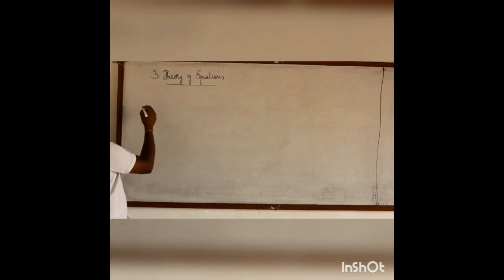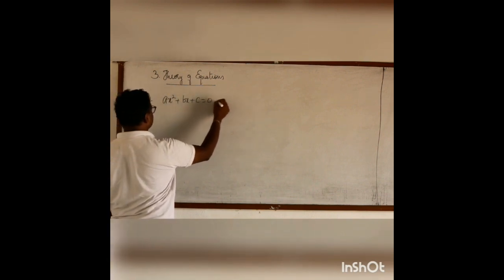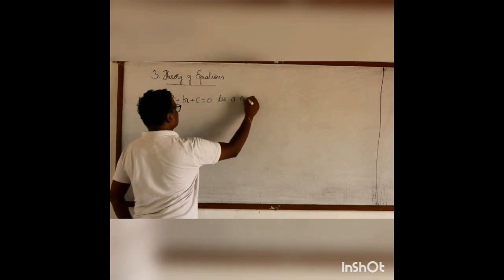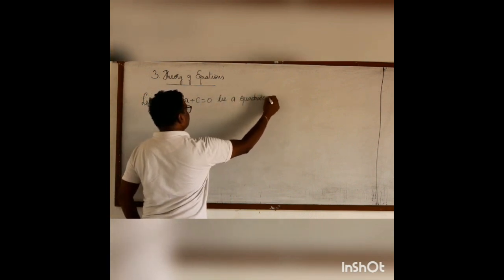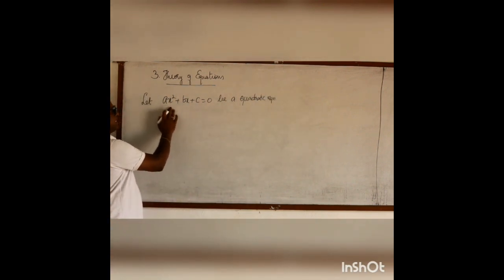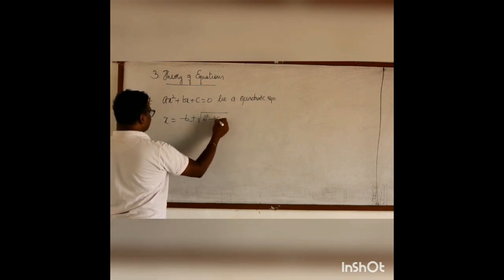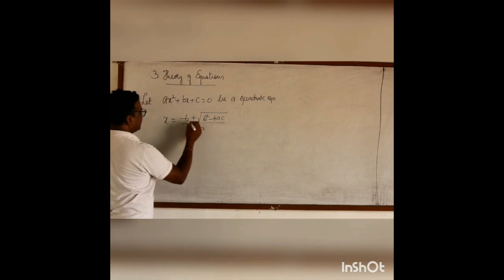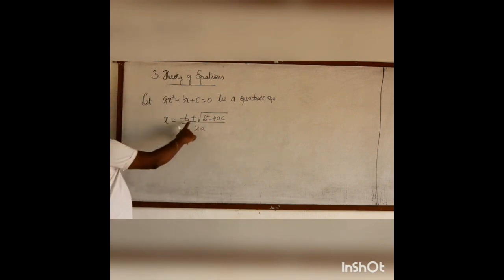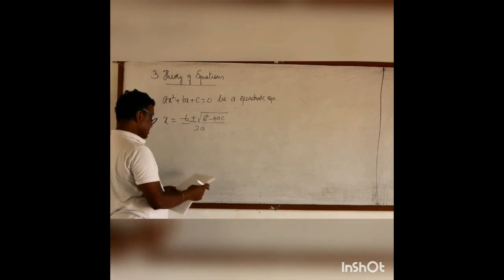Suppose I have a quadratic equation; we shall consider the quadratic equation first. Let ax square plus bx plus c equal to 0 be a quadratic equation. We know this is a quadratic equation because x has two values, and we write x as minus b plus or minus root of b square minus 4ac by 2a. For plus there will be one root and for minus there will be another root. So it has two values and hence it is known as a quadratic equation.